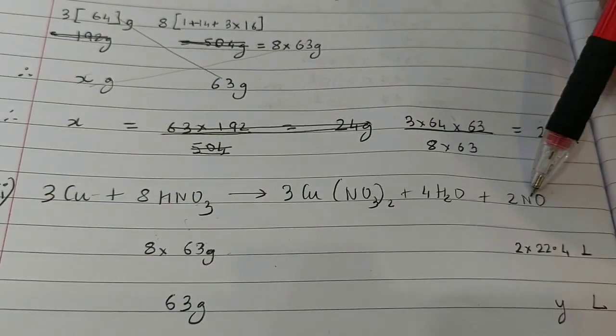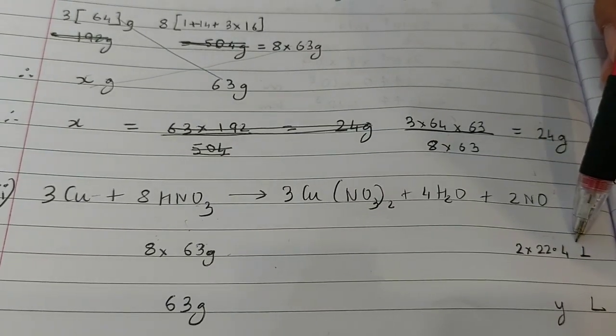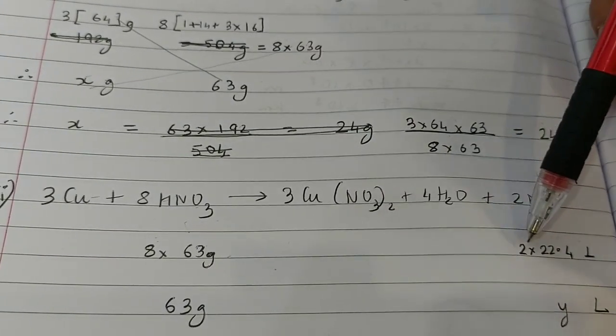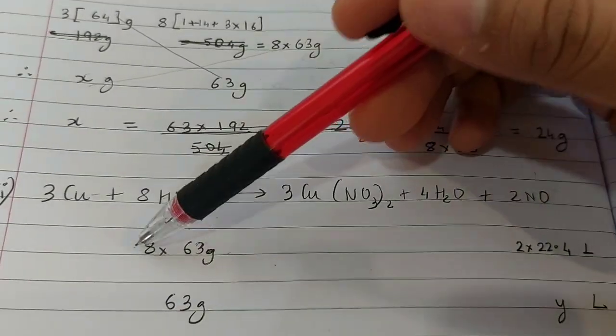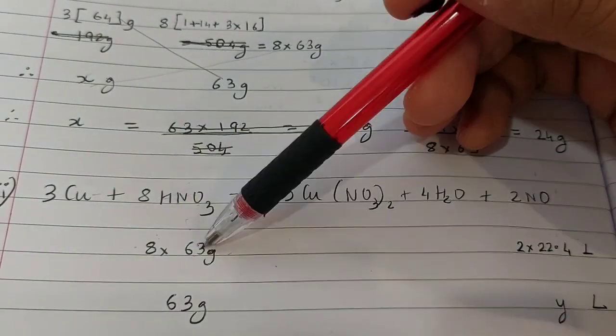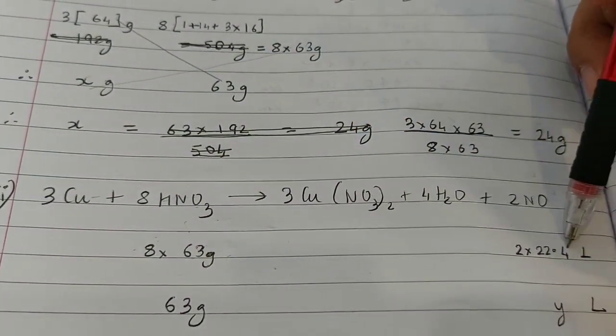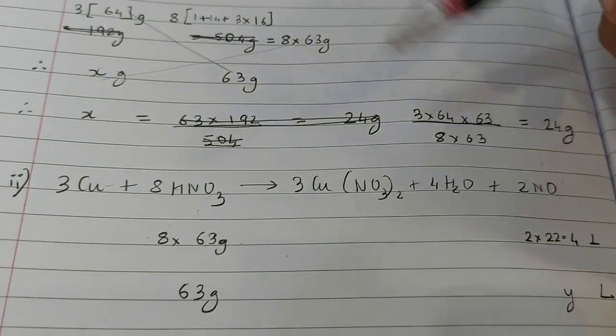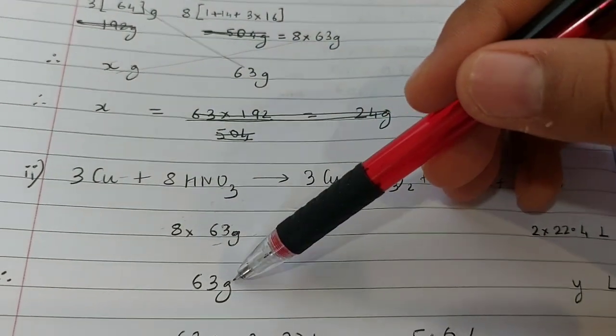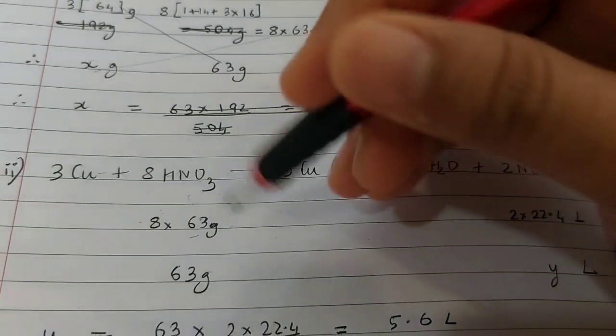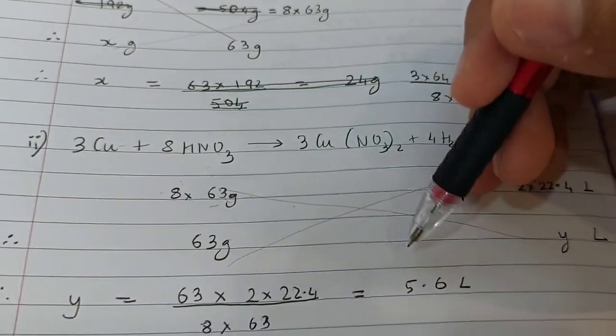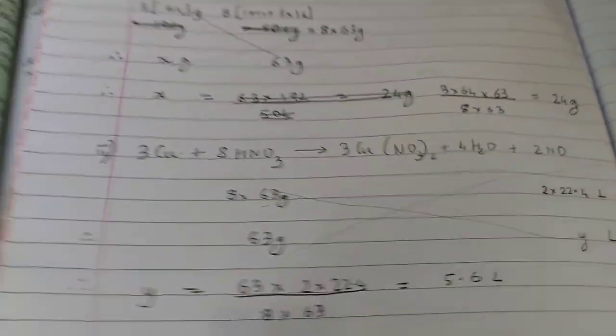By the way, 1 mole of any gas is 22.4 liters at STP, but 2 moles, so the total volume is 2 into 22.4 liters. That means 8 into 63 gram mass of nitric acid will produce 2 into 22.4 liters of nitric oxide. So the question is, 63 grams of this will produce how many liters of nitric oxide? So once again, cross multiply and get the answer as 5.6 liters. Now the fifth sum.